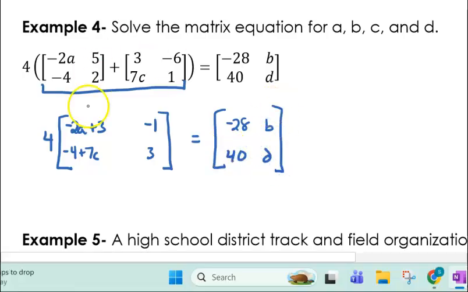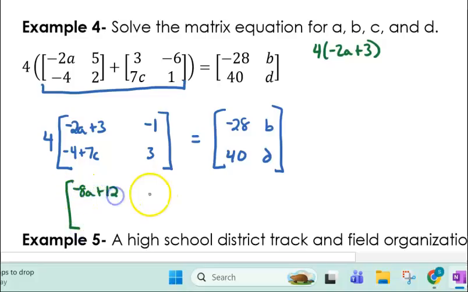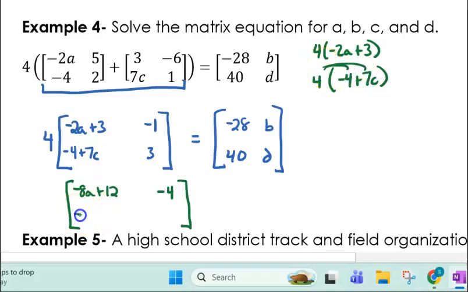Okay. So to keep going, I need to multiply by the 4. So when I multiply by the 4, I am taking 4 times -2a plus 3. So that is going to get me -8a plus 12. You have to distribute it. And then 4 times -1 is -4. And then I'm doing 4 times -4 plus 7c. So just distribute that and you get -16 plus 28c. And then 4 times 3 is 12.